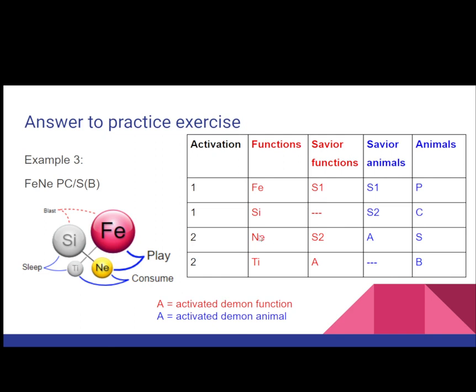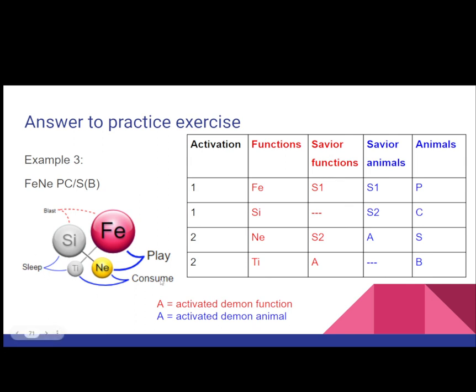How are they being activated? Fe is activated once through play. Si is activated once through sleep. Ne is activated twice, through play and consume. And Ti is activated twice, through sleep and consume. The activated demon function is Ti, and that's coming from the savior animal, consume, the second animal. And then the activated demon animal is the third animal, which is sleep.